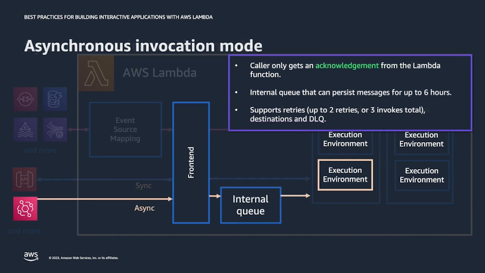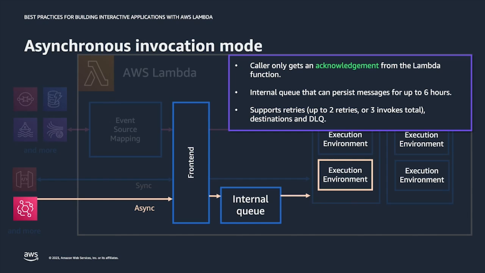In contrast to that, if I invoke Lambda asynchronously using something like EventBridge, for example, it still goes through that front-end API, but that request is then put onto an internal queue, and it will stay on that internal queue for up to 6 hours. Lambda takes that invocation off the queue when it's ready to process it for you. If, for some reason, your function isn't able to run, it will put that message back onto the queue and it will retry up to 2 times. So that's 3 invokes in total.